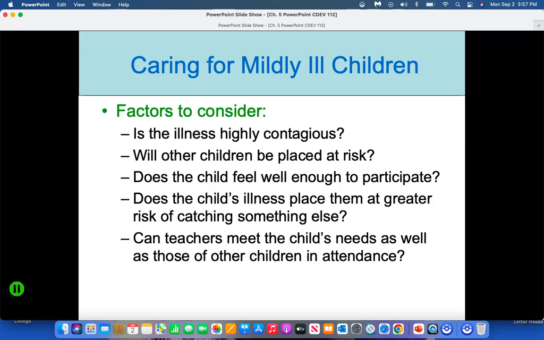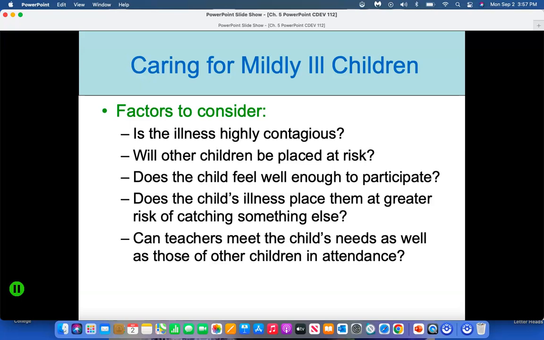So, caring for mildly ill children. Is the illness highly contagious? You need to think about these questions. Will other children be placed at risk? Does the child feel well enough to participate? All of these questions are good questions to make sure that you know when to send a child home.